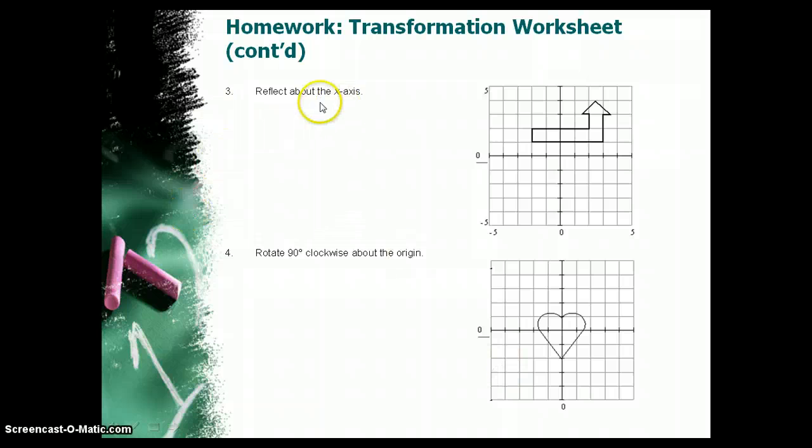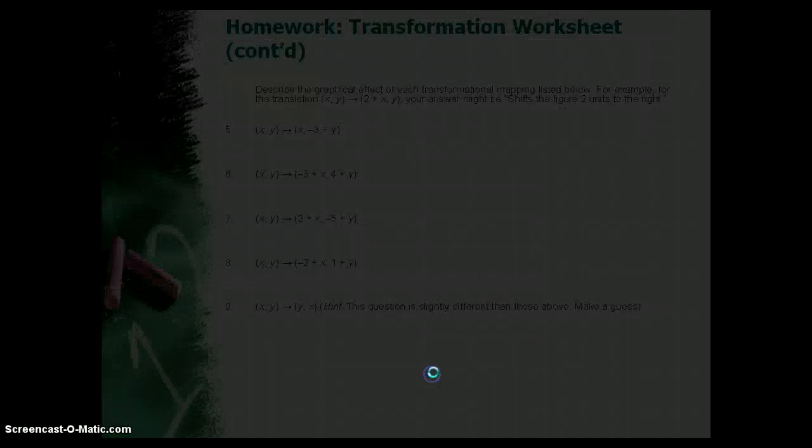Now we have a reflection. Remember, our x-axis is our horizontal axis, so we're going to take this arrow and we're going to flip it over the x-axis. And then our 4th question here talks about rotating a figure 90 degrees clockwise. Now remember, clockwise is the direction in which the clock rotates, so that is a turn to the right. This one's a little tricky, so give it some thought.